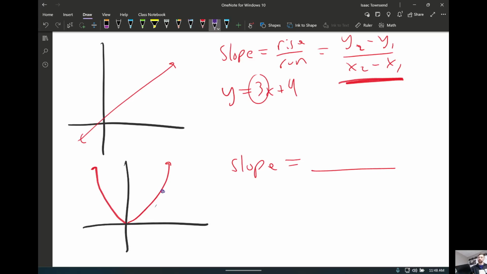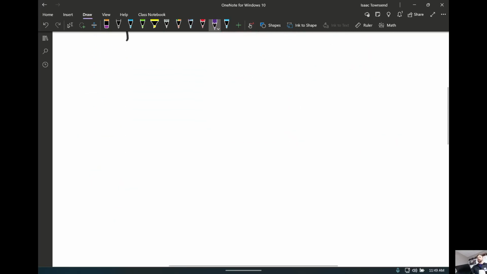If you're talking about over here, the slope is something positive. If you're talking about over here, the slope is negative. If you're talking about here, the slope is 0. So we need to, in calculus, have a way to figure out what that slope is. And it changes based on what x is. So the slope would have some kind of x in it. So, okay, last part you don't need to write down.